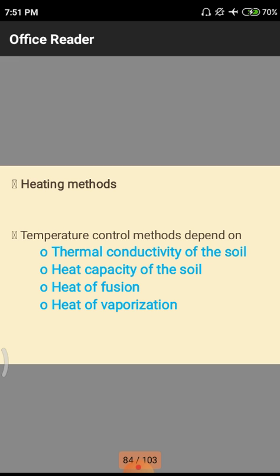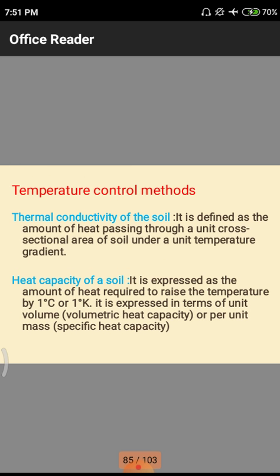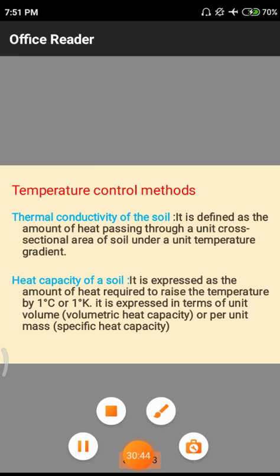Next one, heat of fusion and heat of vaporization. These two are similar to the previous two things, but heat of vaporization is directly responsible for decreasing the water content simply by evaporating. Vaporization means the matter is changing to a gaseous state, not a liquid state, simply a gaseous state. That tendency we call vaporization. What are the different thermal control methods we have?